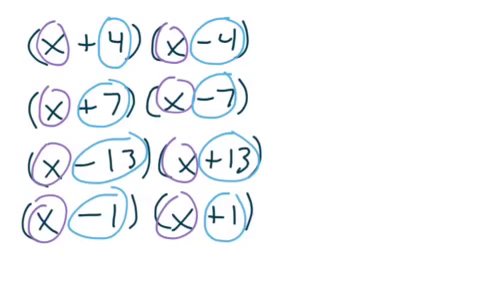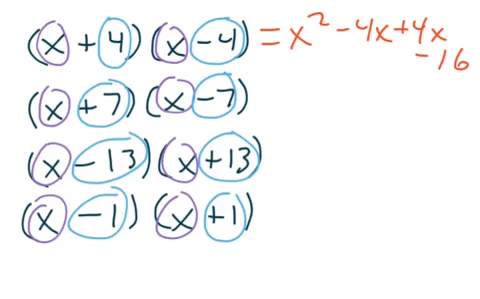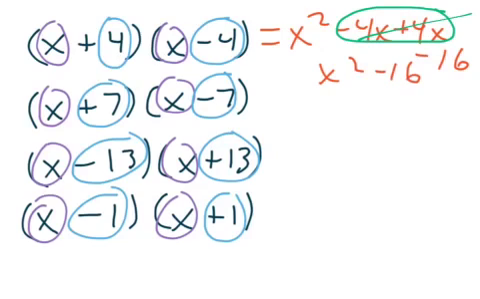If I was to multiply this, you see, this one will end up being x squared minus 4x plus 4x minus 16. Notice 4x and minus 4x make 0, right? So I'm just left with x squared minus 16. Okay? Let's take a look at the next one.